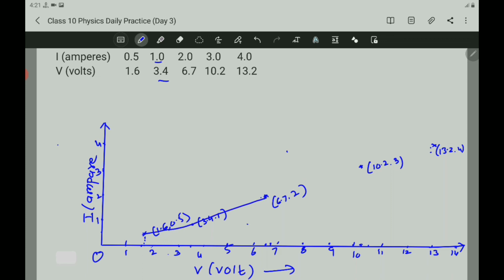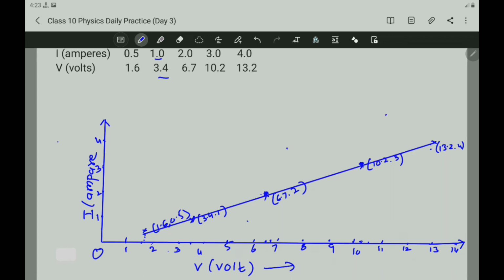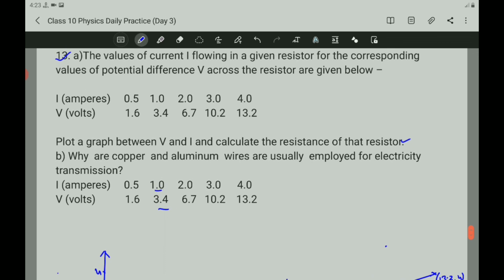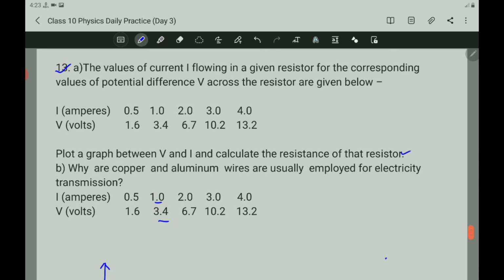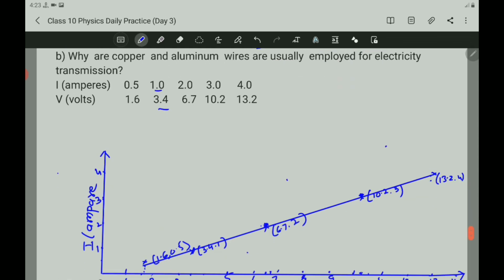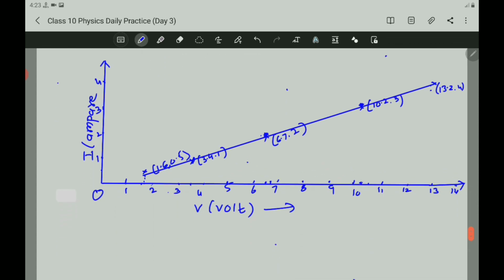If you join all these points, you get a straight line graph of V against I. Now you have to find the resistance of that resistor. So take any two points, that is left to you. Take the points 2 and 3.